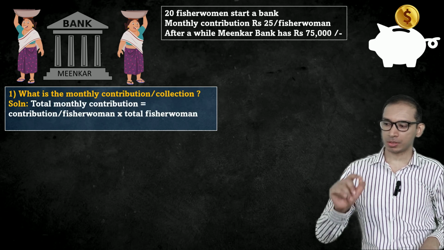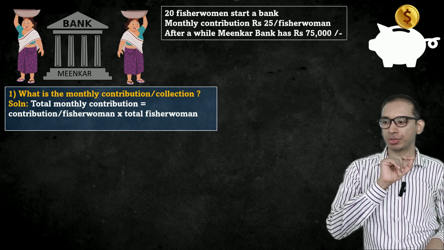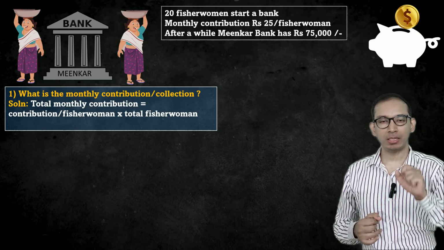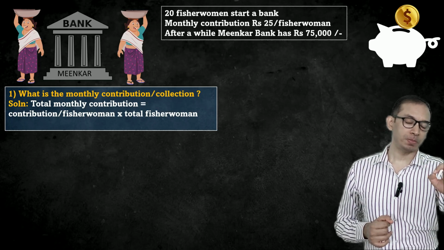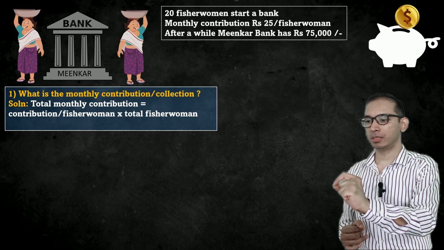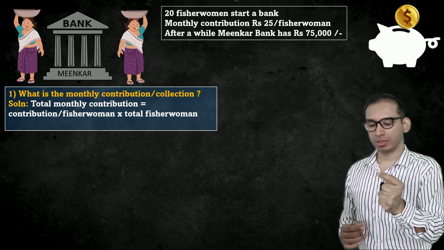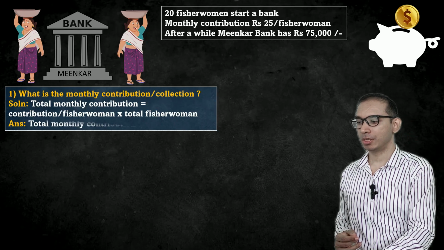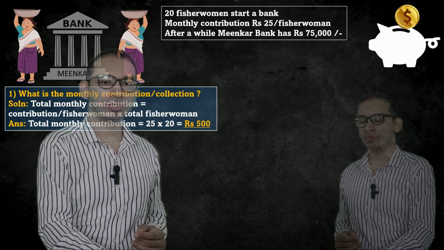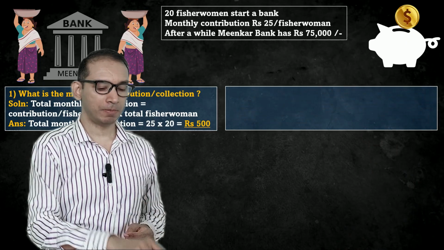So the first question is, what is the monthly contribution or collection? We have 20 fisherwomen. 25 rupees per fisherwoman is saved to the bank. So how much is the monthly contribution? It's an easy multiplication. 25 into 20, which is 500 rupees.